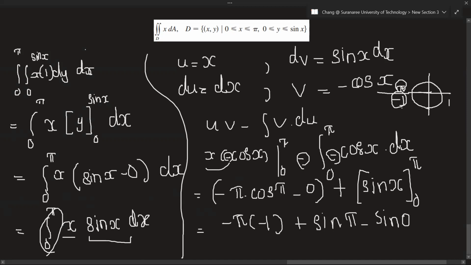Sine pi is here. So for the value of sine, we have to look at the y-axis, right? But for sine pi, it intersects at the x-axis, which means the value of y is 0. So sine pi is 0 and sine 0 is also 0. So the value we are left with here is minus pi into minus 1. We will get pi.